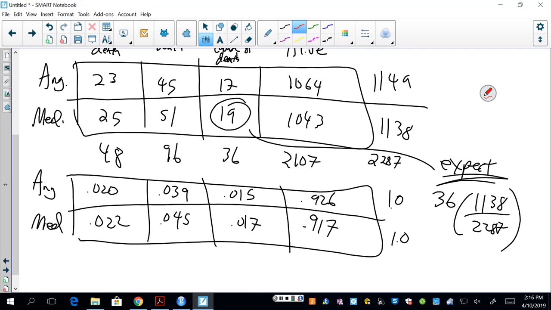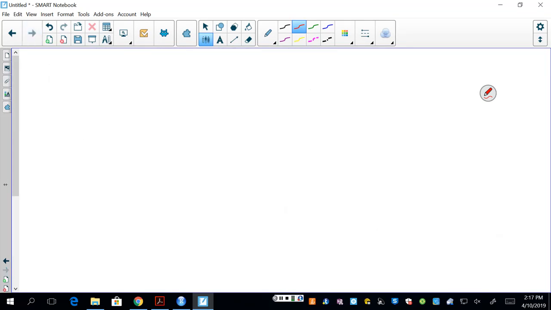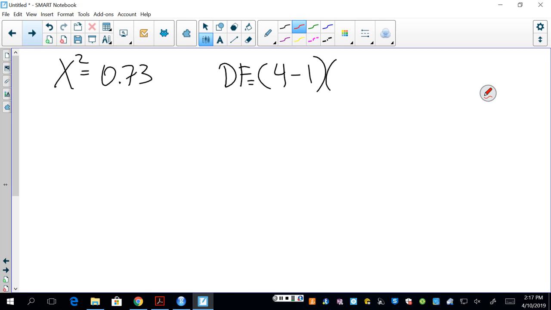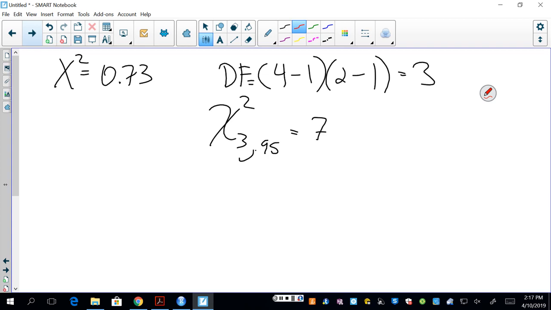It's pretty close. Seems to fit pretty well as a model. If you do all that and add up the chi-square statistics, the x-squared statistic ends up being 0.73. The degrees of freedom we want to use, there's 4 outcomes, 2 groups. So there's 3 degrees of freedom. The chi-square with 3 degrees of freedom, the 95th percentile, is 7.81.